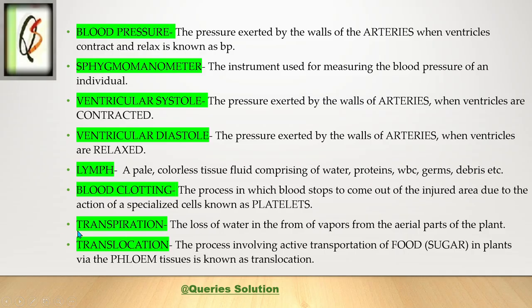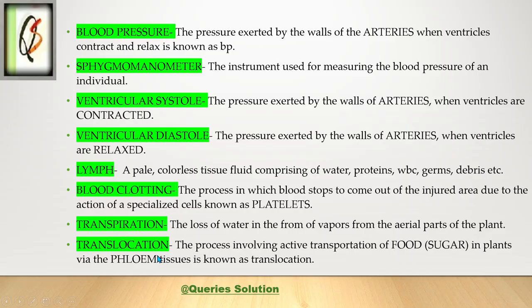So in plants, we have studied the important part which is transpiration. And how do you define transpiration? It is the loss of water in the form of vapors which occurs from the aerial parts of the plant. That is something we define as transpiration.